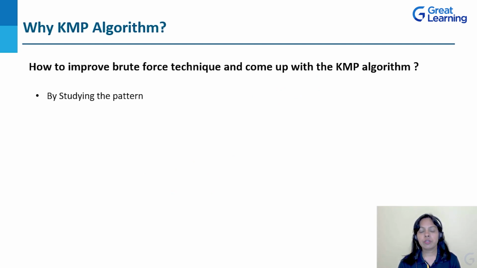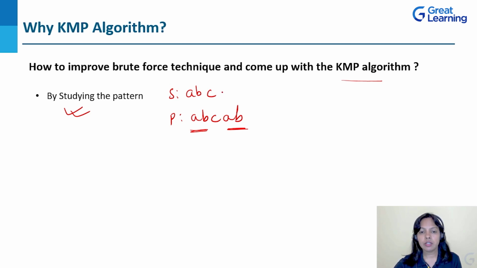Now, how do we improve the brute force technique, that is your Naive algorithm, and come up with the KMP algorithm? The only single point by which we can improve the Naive algorithm and reach the KMP algorithm is by studying the pattern. Suppose the pattern is A, B, C, A, B. We have to analyze how this pattern is structured so that we don't have to do a lot of backtracking. For example, the starting two characters A, B are similar to the last two characters. If somewhere in the given string the characters appear as A, B, C, A, B, then the first two characters will match, the first three, and the first four. Now the fifth character is not matching.